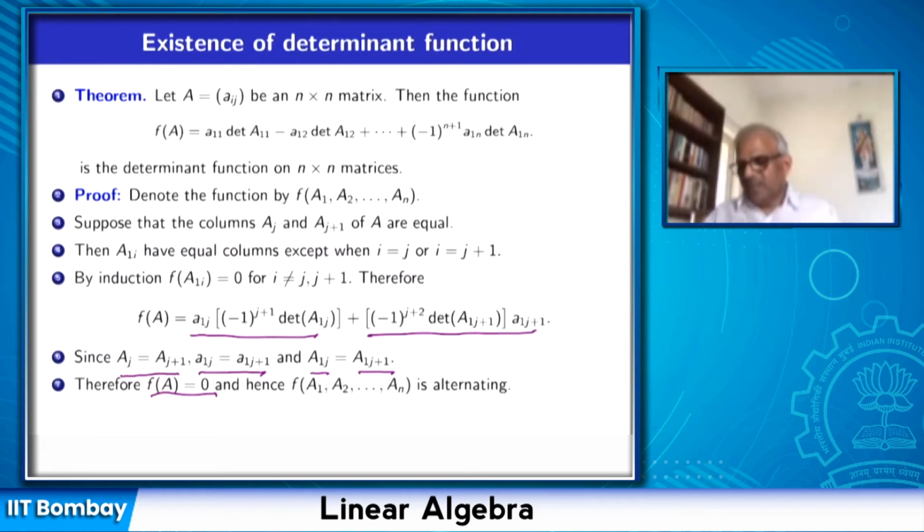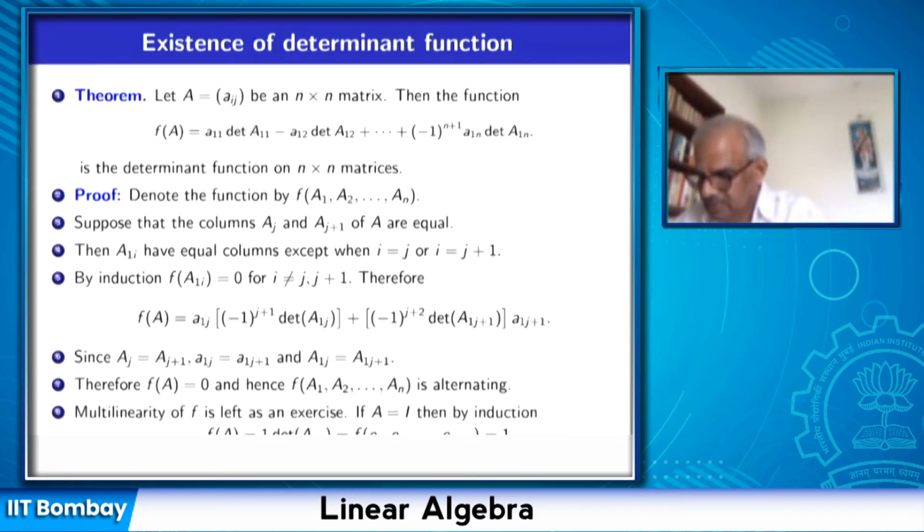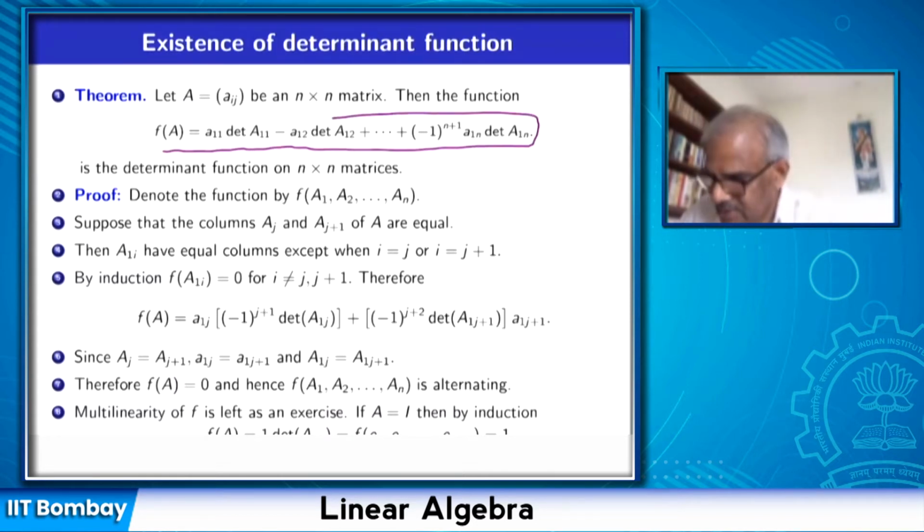So I wrote the expansion of f by the first row, and I want to show it is a determinant function. This is the determinant of the matrix. To show it is the determinant, I need to prove it is alternating, multilinear, and normalized. The normalized property I showed. This is the alternating property. Multilinearity of f is left as an exercise. When A equals I, by induction, f is 1. So you use this formula and please prove the multilinear property. It's a good exercise, straightforward from this formula.